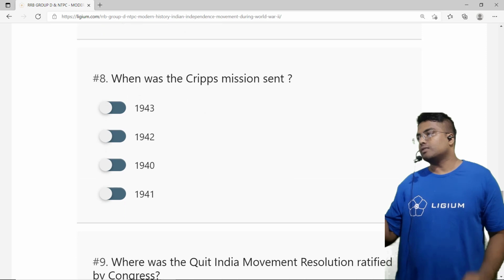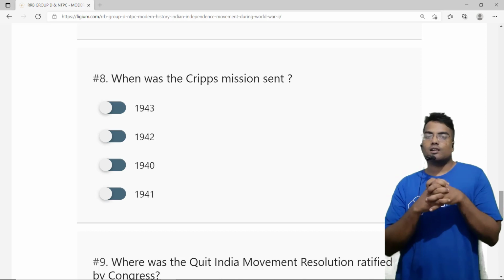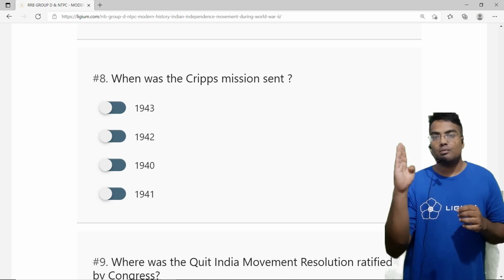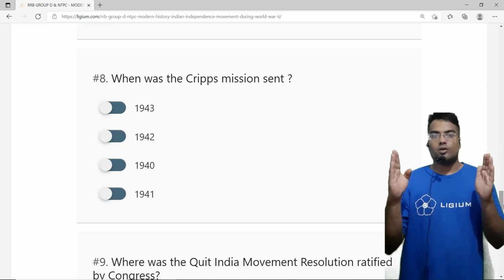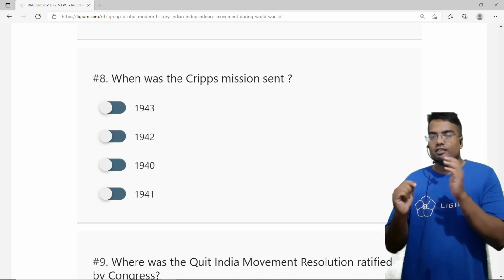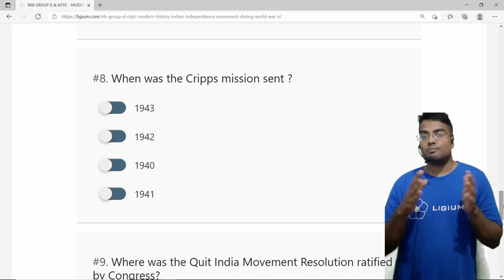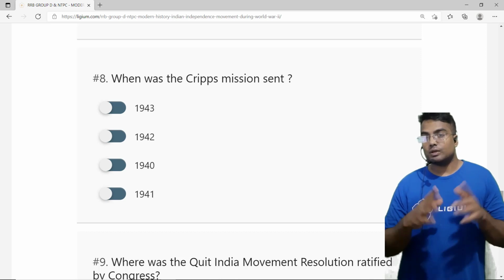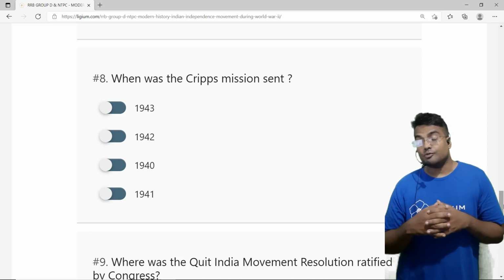Then we have the eighth question. When was the Cripps mission sent? Now, as you already know, World War II started in 1939. Remember this, 1939 was the time when World War II started. And the Britishers declared that Indians would be part of British India and would be fighting against Nazi Germany. Now, by 1942, the Britishers were losing heavily. Adolf Hitler had conquered pretty much every important part of Europe. And the British ally, France, which was also a superpower, also fell. It was easily defeated by the Germans.